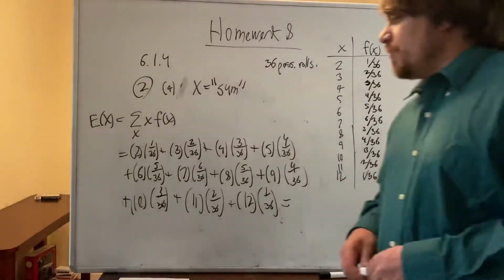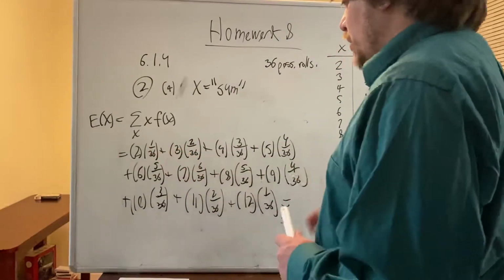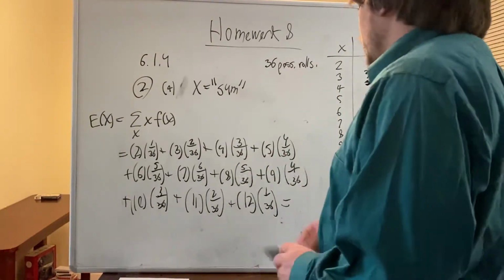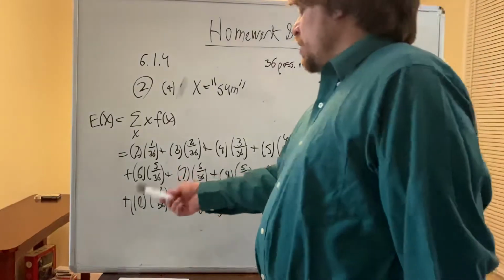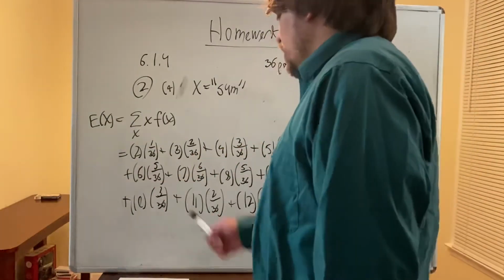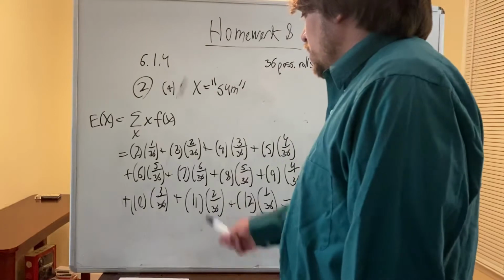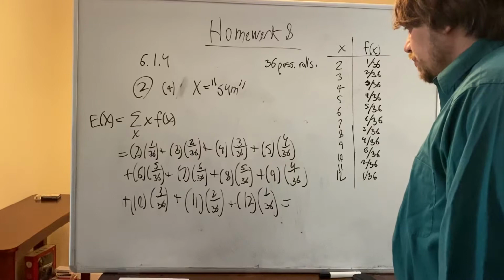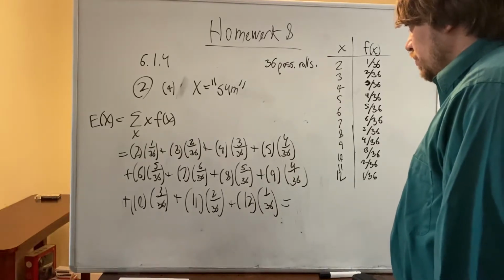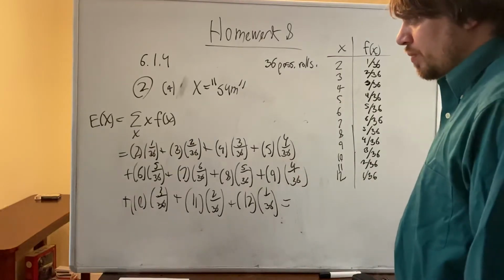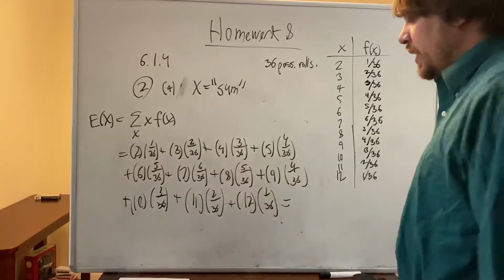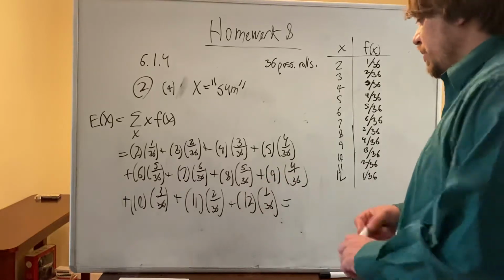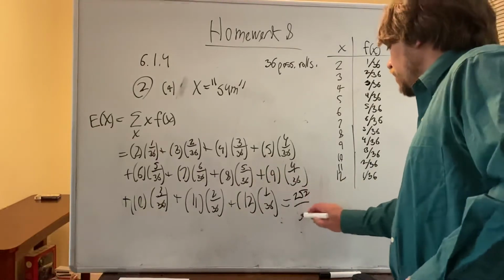And so I'm going to multiply the numerators and add the numerators. So you get 2 plus 6, which is 8, 8 plus 12, which is 20, 20 plus 20, which is 40, and then 70, 112, 152, 188, 218, 240, 252. So it's 252 over 36.